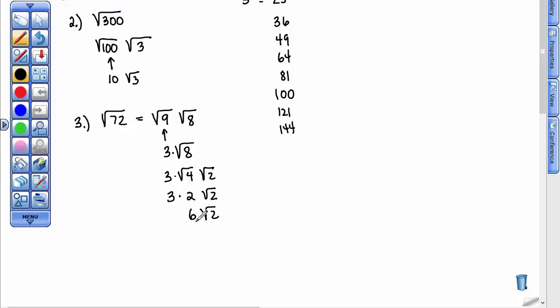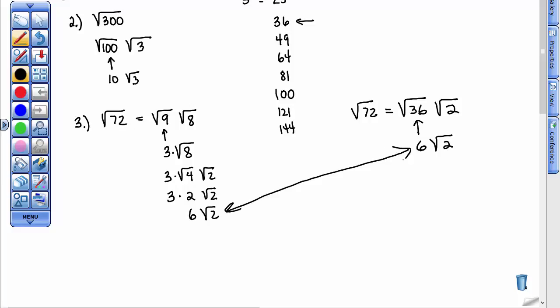Too many. So what would have been better for this square root of 72 is to notice that a 36 is in the list of perfect squares. 36 goes into 72 2 times. The square root of 36 is 6. And then you bring down that square root of 2. And you got the same answer, but look at how much shorter it was to do the problem.